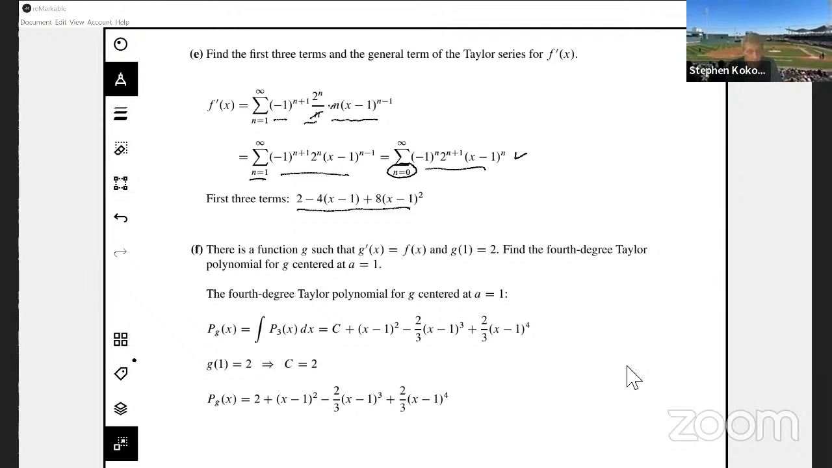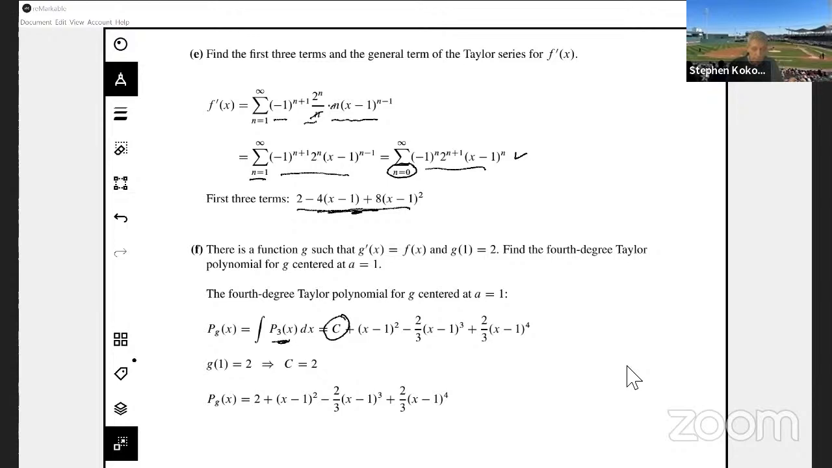Well, in order to do that, we're going to have to do a little integration, and I'm thinking ahead here. I'm thinking out loud. If I want the fourth degree Taylor polynomial for g, I'm going to have to start with the third degree Taylor polynomial for f, so that when I integrate, I'll get a fourth degree. And so I did that. Here's my first three terms up here. So I integrated term by term, and don't forget the constant c.